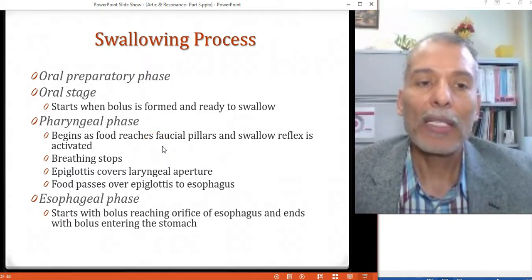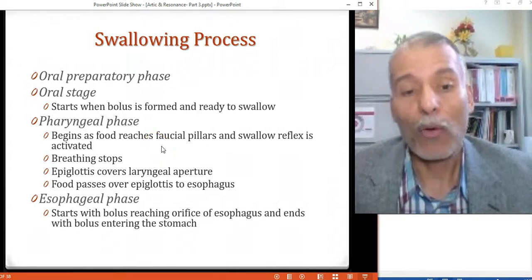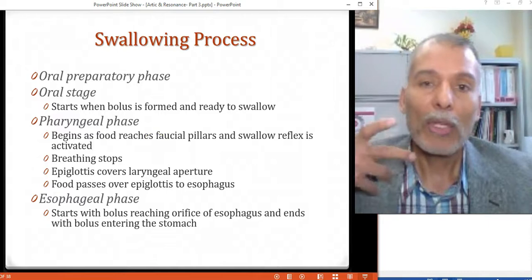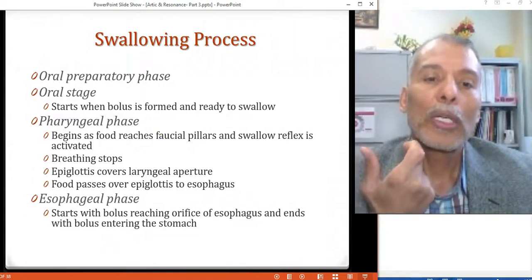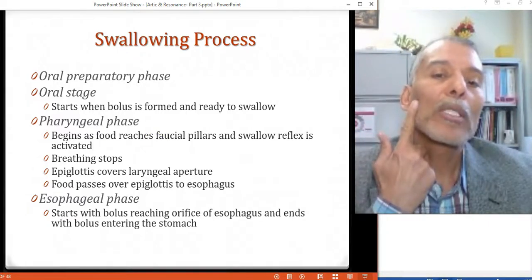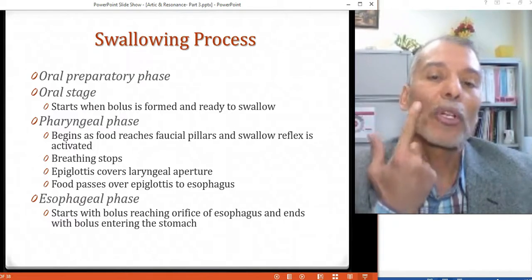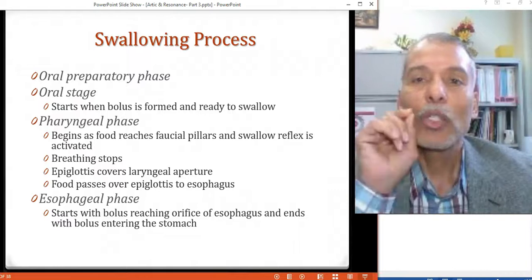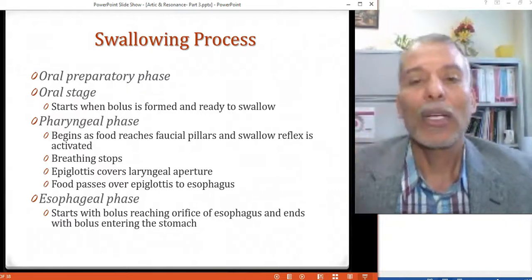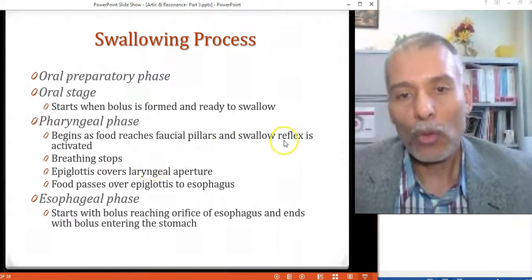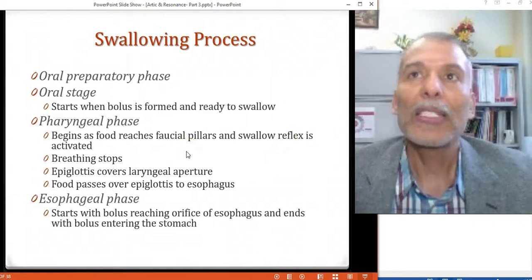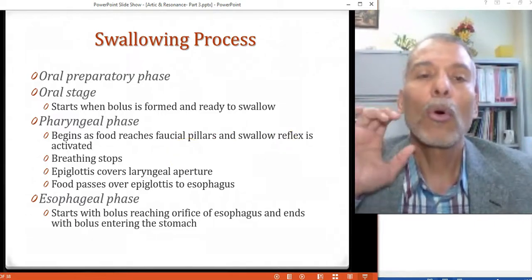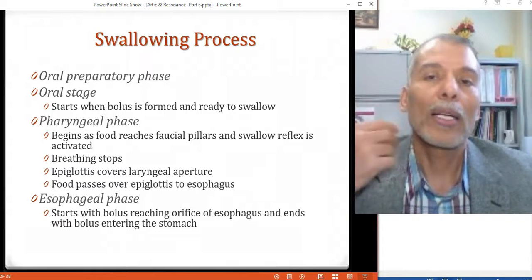The pharyngeal phase begins. You can see from the name, it has to do with the pharynx. It begins when the food reaches the faucial pillars or passes beyond the faucial pillars and activates the swallow reflex when it hits your uvula. Now the swallow reflex is activated. At this point, you have no control over the bolus, and you are going to swallow it.